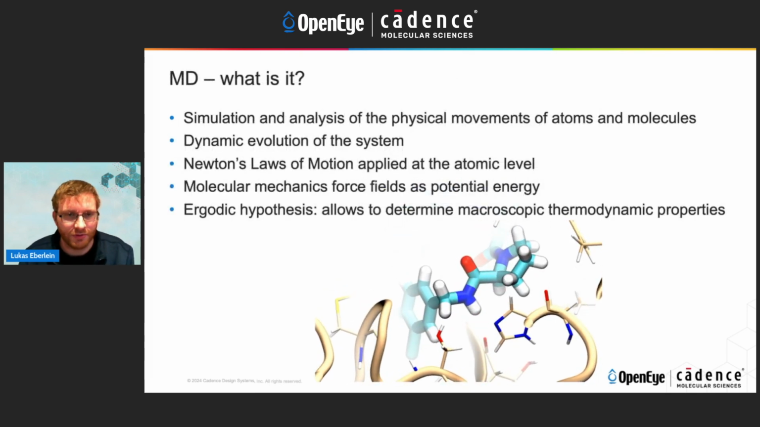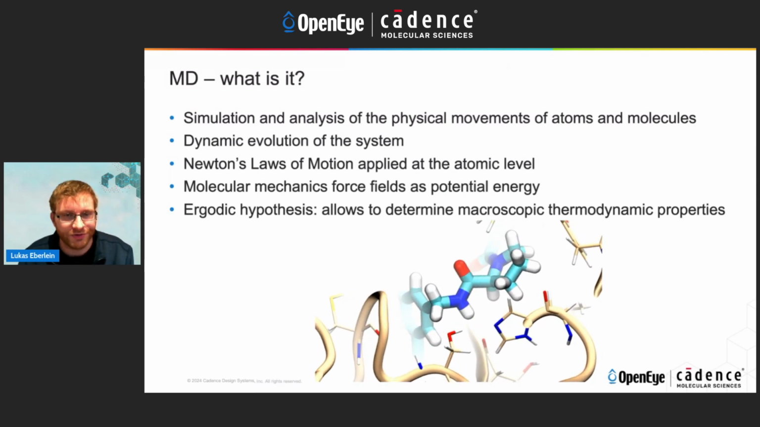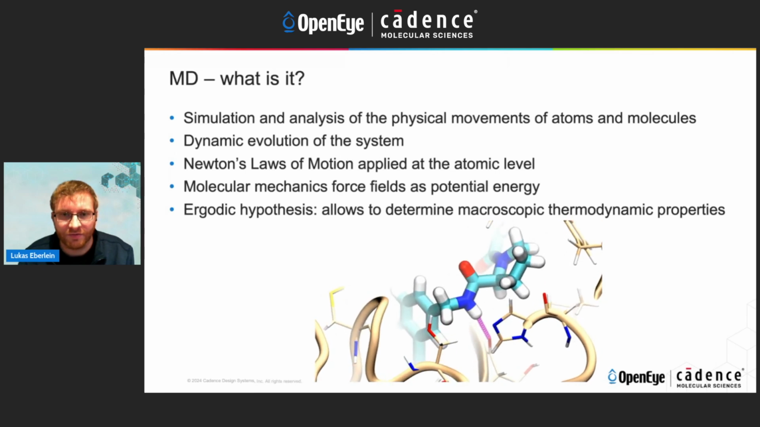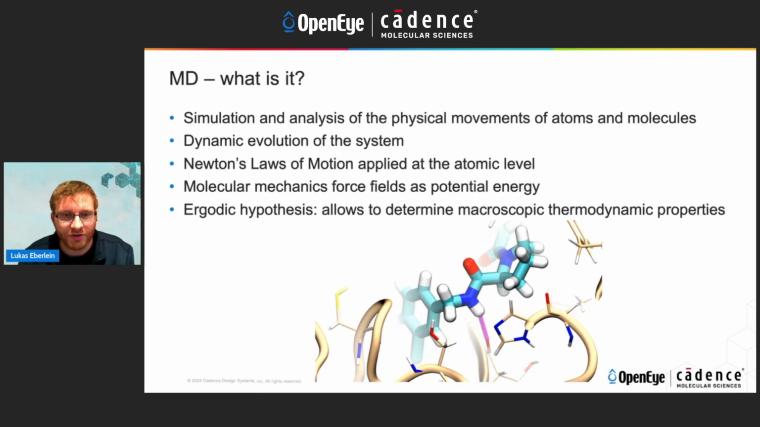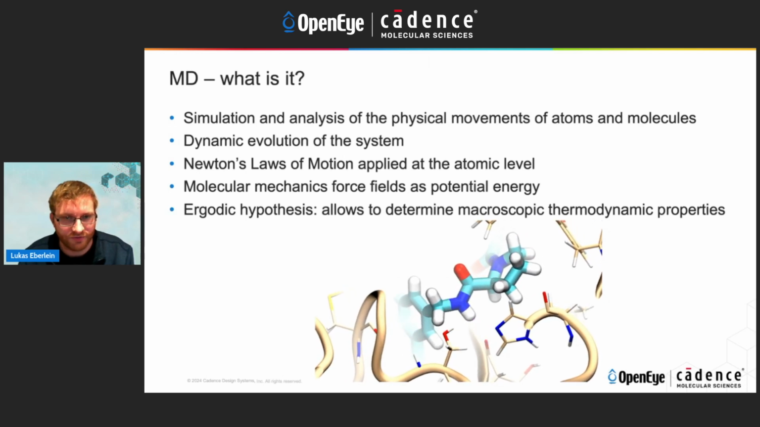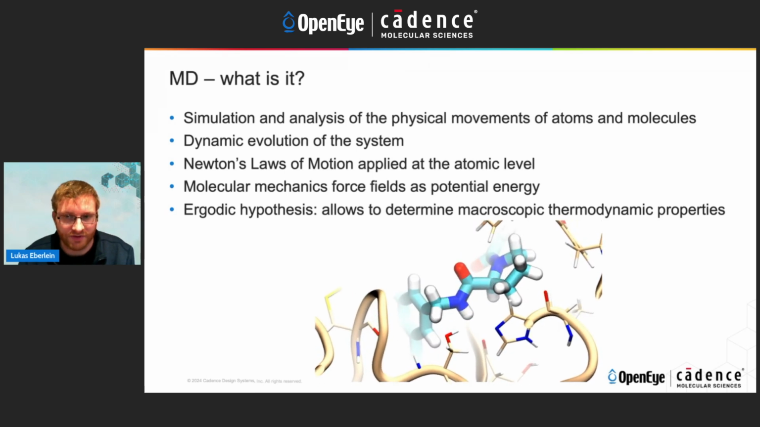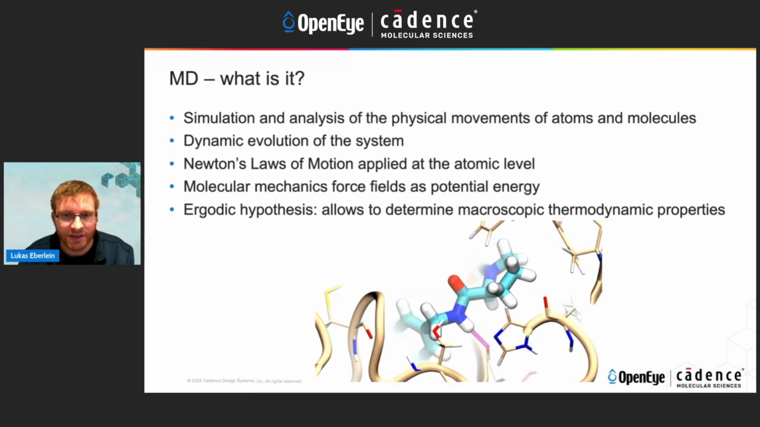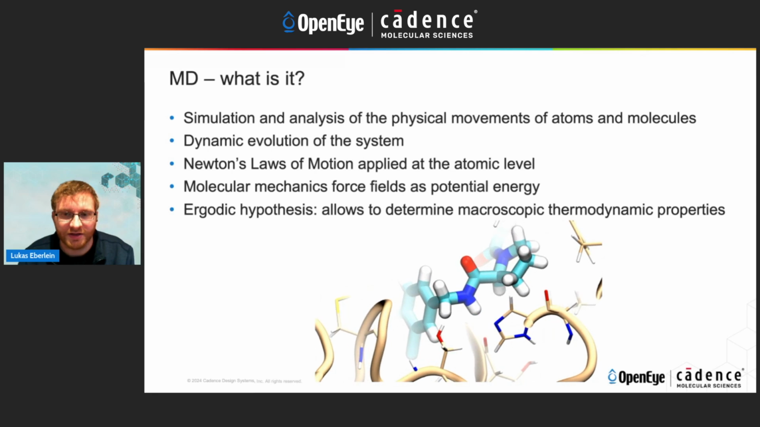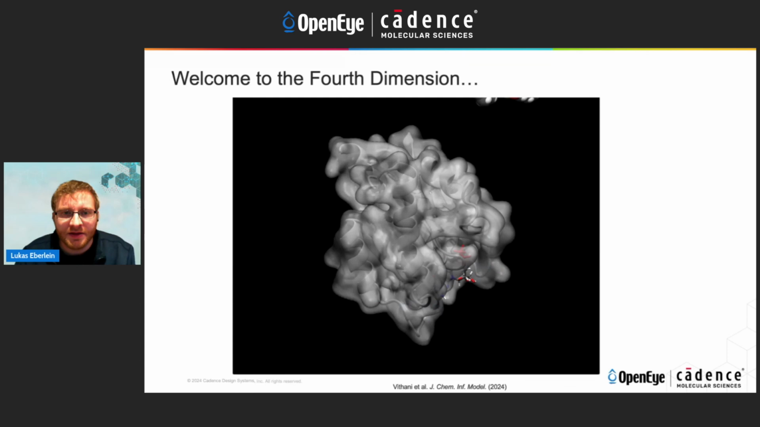What is such an MD simulation? We simulate and analyze the physical movements of atoms and molecules. We gain access to the dynamics of a system by applying Newton's laws of motion to all atoms in the system, and usually use a molecular mechanics force field as potential energy function. We describe our system at the atomic level, but there is no reactivity in MD. We do not break or form covalent bonds. And perhaps most importantly, an MD simulation allows us to calculate thermodynamic properties of our system, such as protein-ligand binding affinity. Here, you can see an example result of an MD simulation.